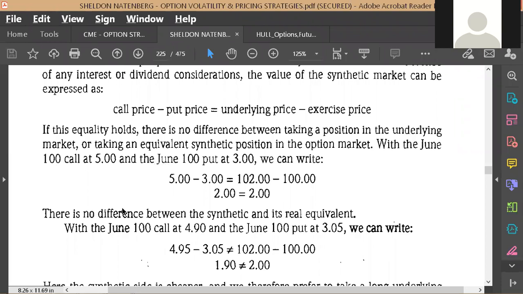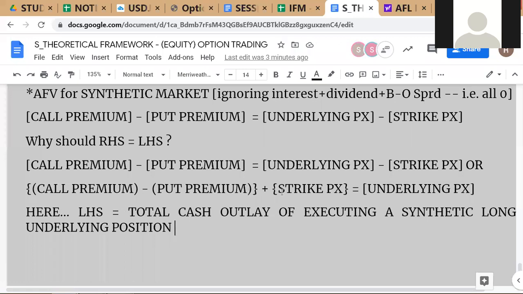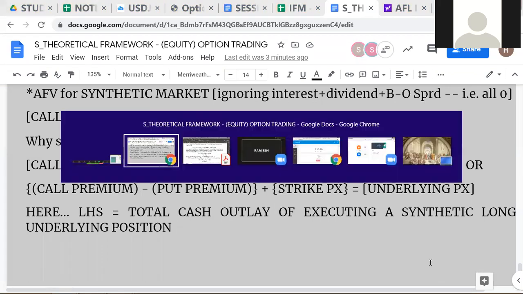So if you're exercising the put, that's why you need to put the strike price here as an outlay. What are we saying? Total cash outlay of executing a synthetic long underlying position. Total cash outlay is two steps. First, you need to buy the call and sell the put, the net of the two. So we'll stop it here.